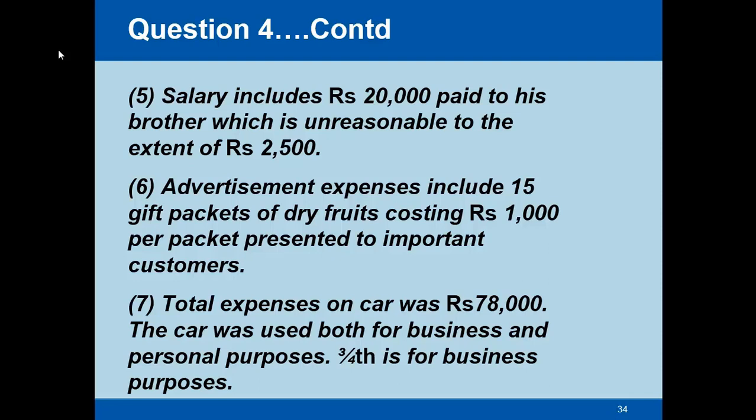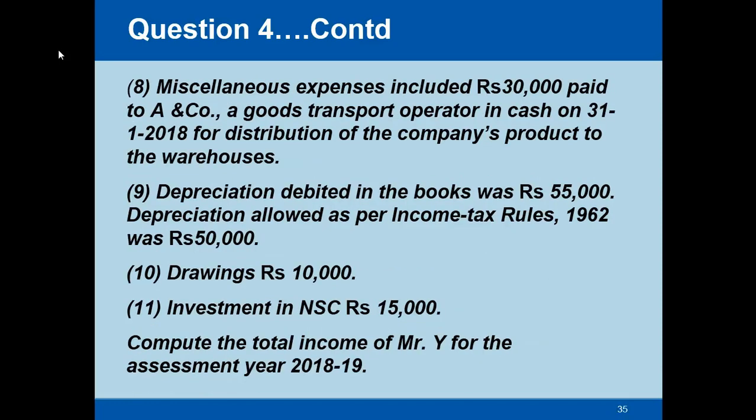presented to important customers. Point number 7, total expenses on car were rupees 78,000. The car was used both for business and personal purposes; 3/4 is for the business purpose. Point number 8, miscellaneous expenses included rupees 30,000 paid to A&M Company, a goods transport operator, in cash on 31st January 2018 for distribution of the company's product to the warehouses.